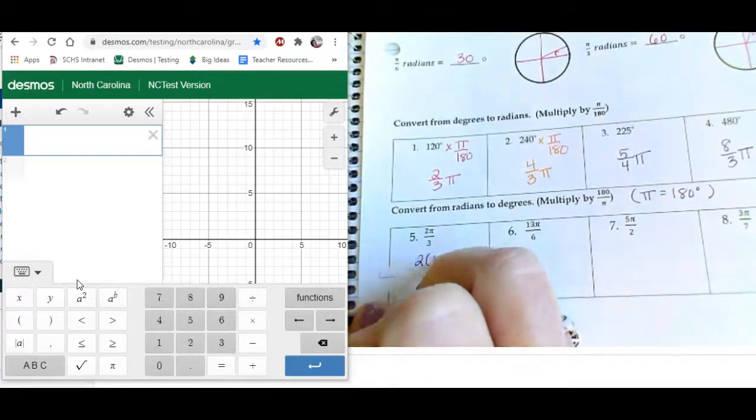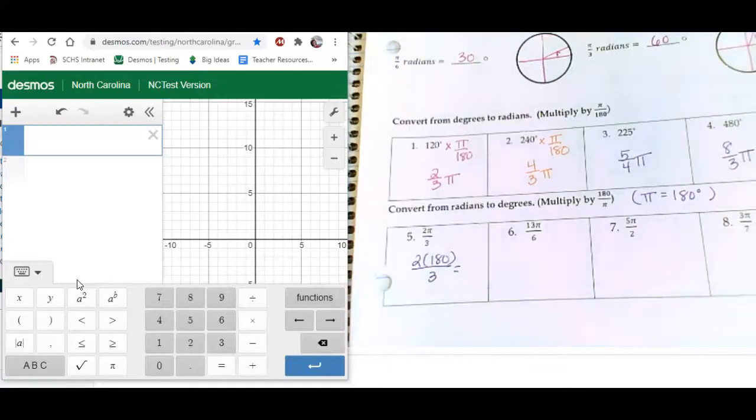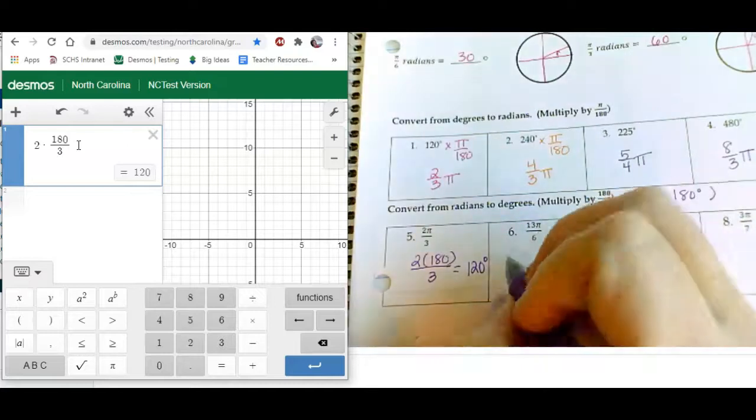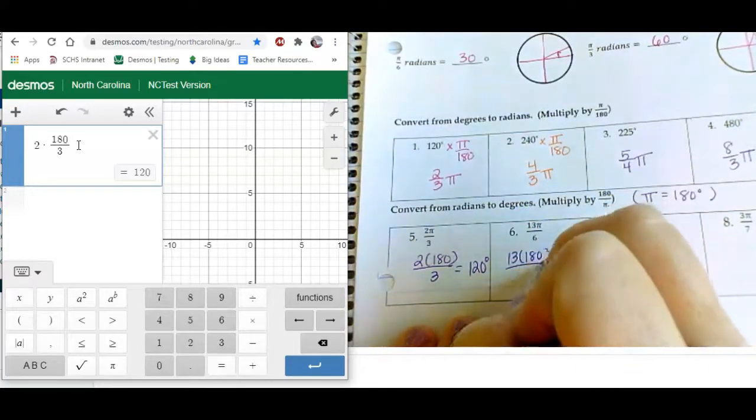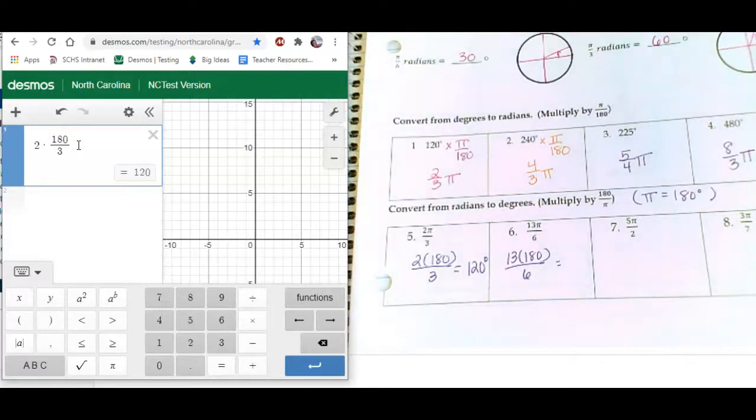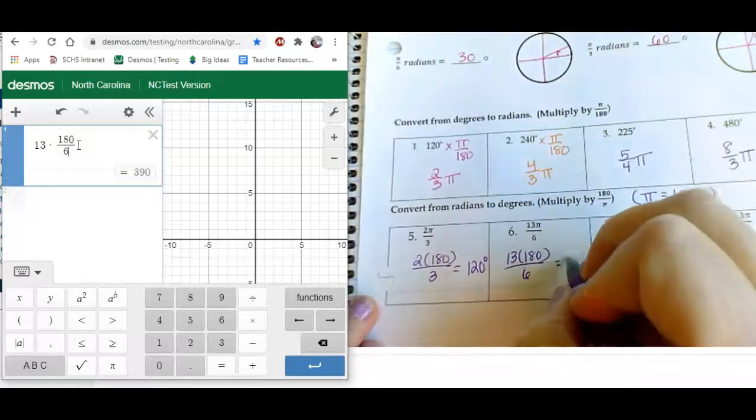So you're going to put 2 times 180 over 3, and then whatever you get, that's the answer. You don't have to multiply or whatever it tells you to do. You can just put 2 times 180 divided by 3, and you get 120. So basically, I'm just taking that 180 and putting it in the place of pi. So 13 times 180 over 6. 13 times 180. And you can put it all on top or separate the way I have it. It'll work. And you get 390.